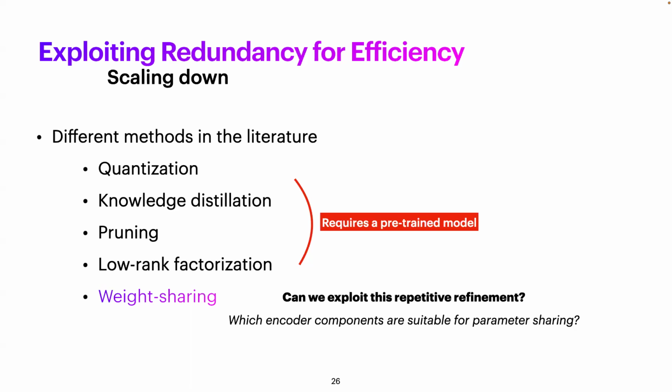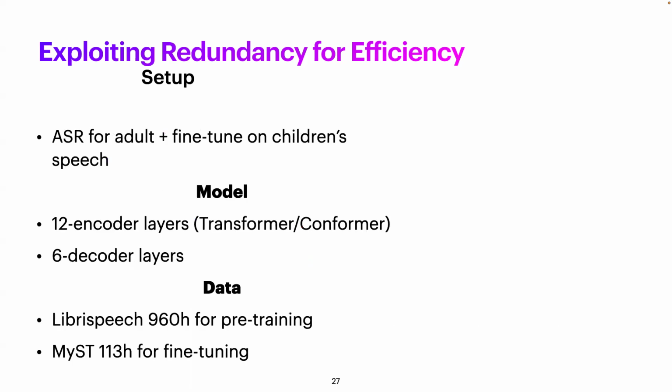But which components need to be shared? Which one is actually doing this repetitive refinement? That was an analysis we needed to do in the first place. To do that, we have more or less the same setup. The only thing that differs is that this time we're also going to train the pre-trained model. So we're going to train on adults, the LibriSpeech dataset, the 1,000 hours. Then again, since we're going to have a smaller model, we still wanted to be sure that it doesn't lose the ability to do fine-tuning, so we're going to keep doing the fine-tuning on children.